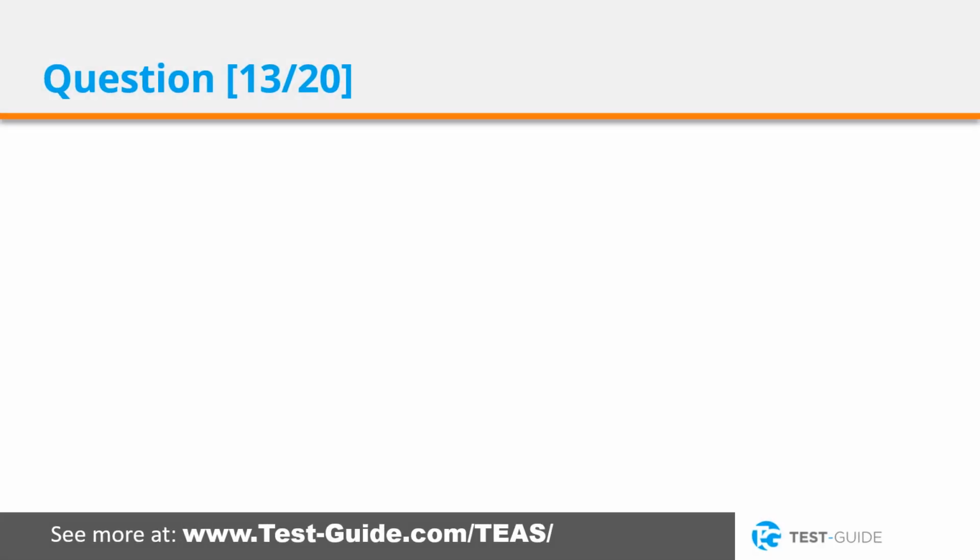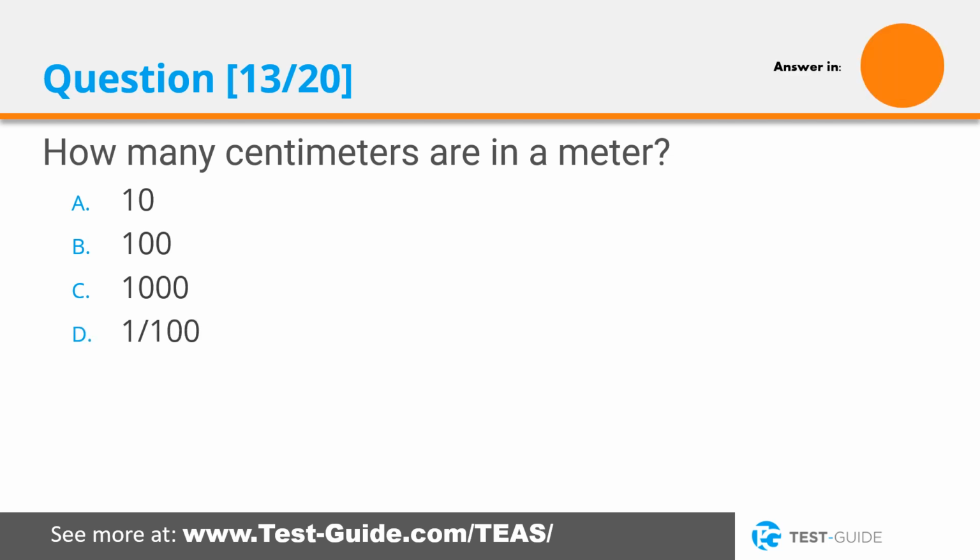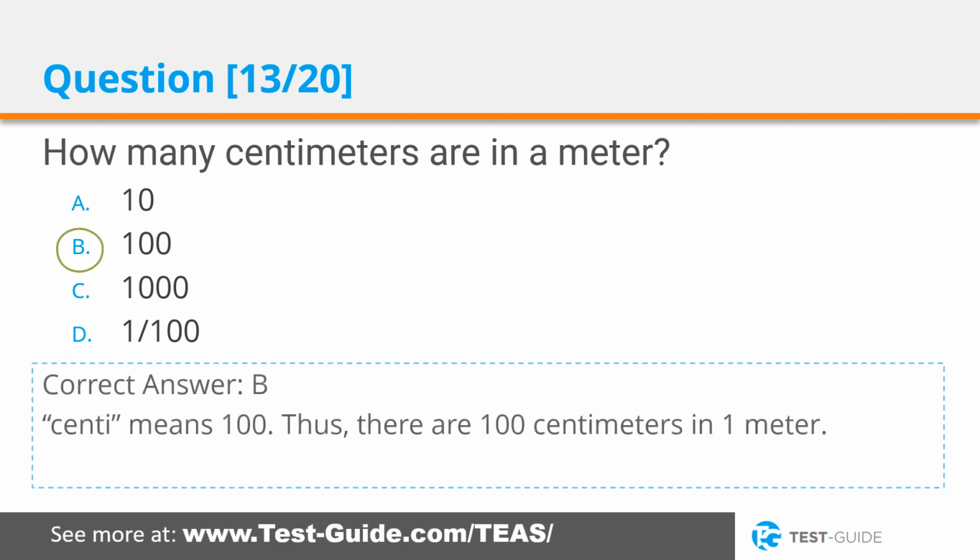Question 13. How many centimeters are in a meter? 10, 100, 1,000, 1 over 100. Correct answer B. Centi means 100. Thus there are 100 centimeters in 1 meter.